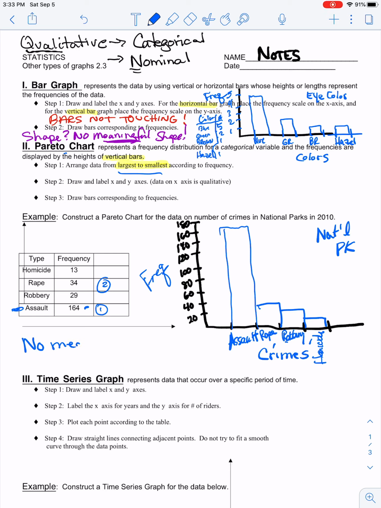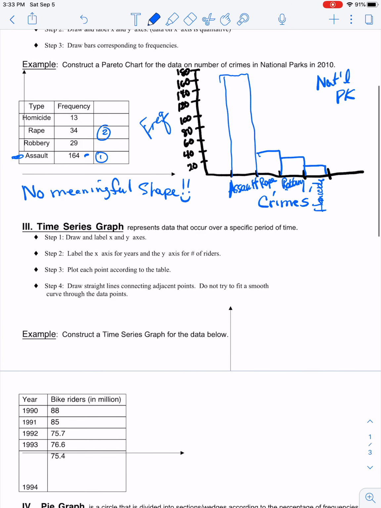So you'll just say this is no meaningful shape. No meaningful shape. It's a who cares. All right, next on your notes is one called a time series. Sometimes you'll call this a time plot. You'll see it listed that way, but it's going to cover a specific period of time.